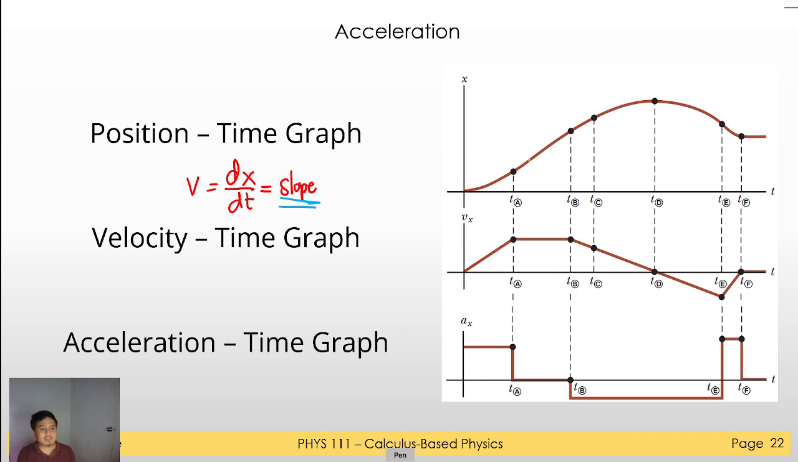Now, if we observe this interval from A to B, the change in position over time, or the slope, is not changing now. So the slope here is also the slope here, as you can see. Therefore, the slope here is constant.